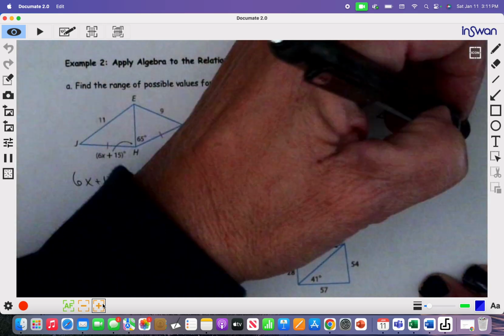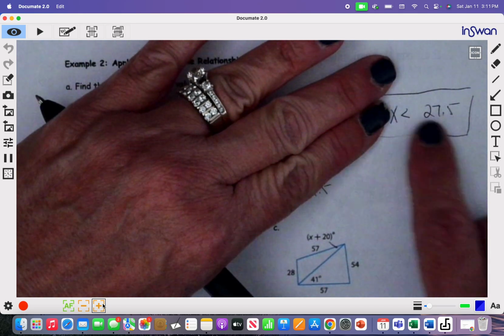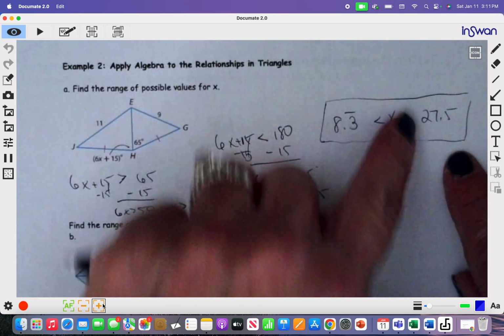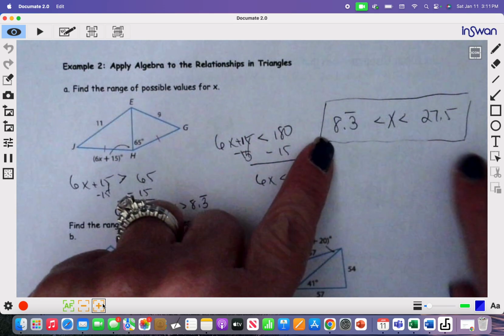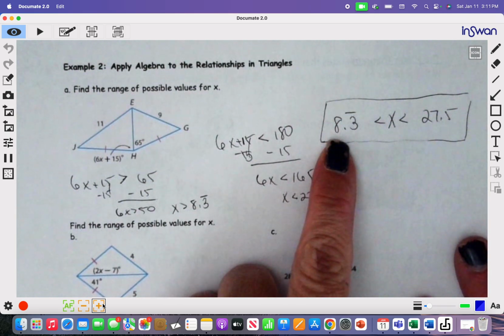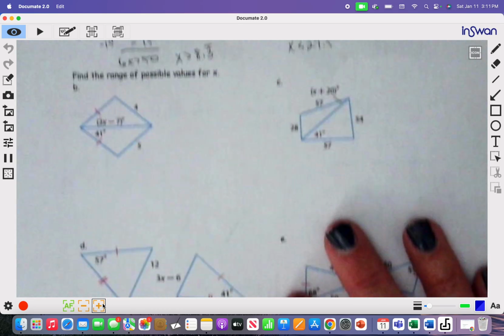Now, I call them arrows. They're not arrows. They're inequality signs. So if we were going to read it, we would start here. X is less than 27.5, and reading in this direction, X is greater than 8.3 repeating. But as I discussed in class, I'm okay with you saying X is between 8.3 and 27.5. The only thing you actually need to remember is that 8.3 is not included in the answer and 27.5 is not included in the answer. All right, moving right along.